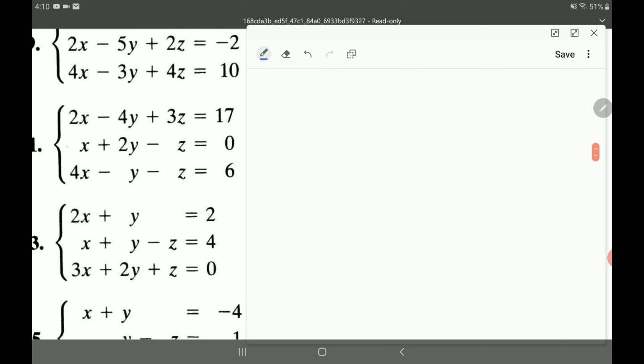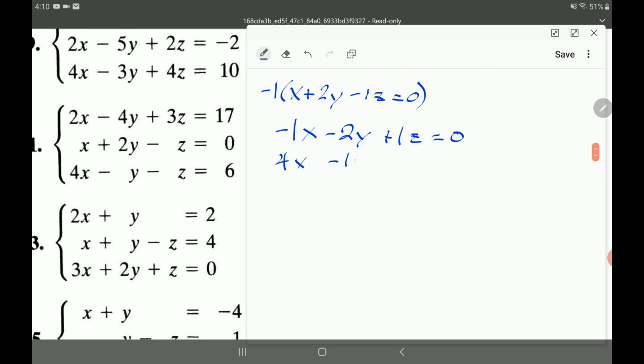So I'm going to multiply this middle row by -1, because it's a 0 here, it makes it easier, and everything's pretty easy. So -1 times x plus 2y minus 1z equals 0. That's going to give me negative 1x minus 2y plus 1z equals 0. And I'm going to bring down this bottom equation over. So 4x minus 1y minus 1z equals 6.